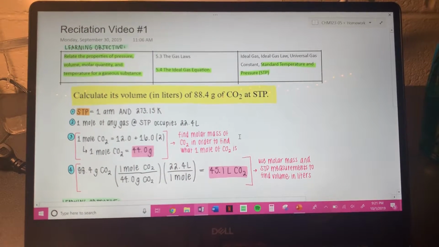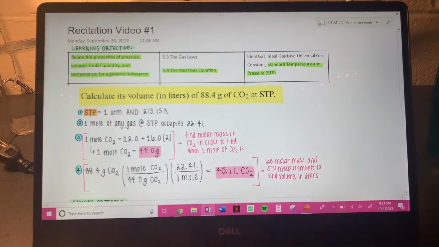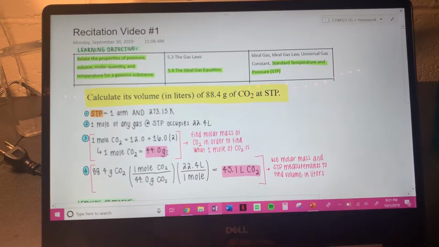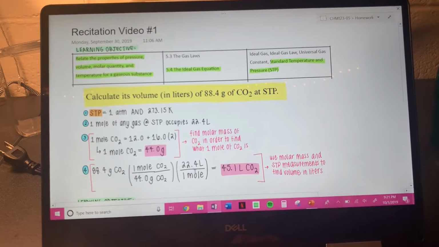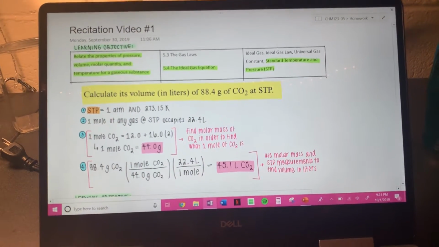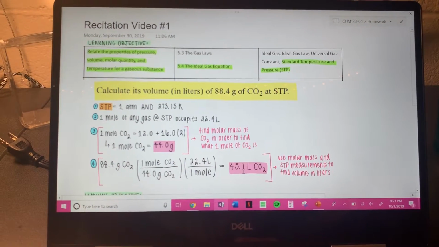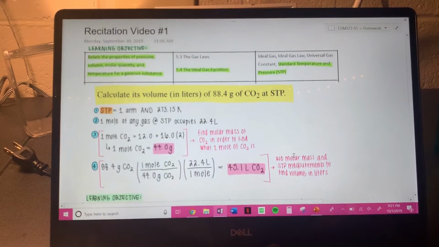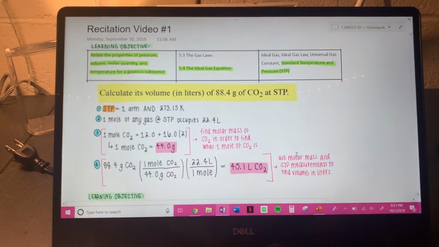The first step was to find what 1 mole of carbon dioxide is, and I did that by adding the atomic masses of each element in this compound, and I got 44.0 grams as the molar mass. I then used that conversion, and the conversion of 22.4 liters is equal to 1 mole, and set it equal to this, and I multiplied all of them out to get 45.1 liters of carbon dioxide, and that would be the amount of liters that carbon dioxide is at standard temperature and pressure.